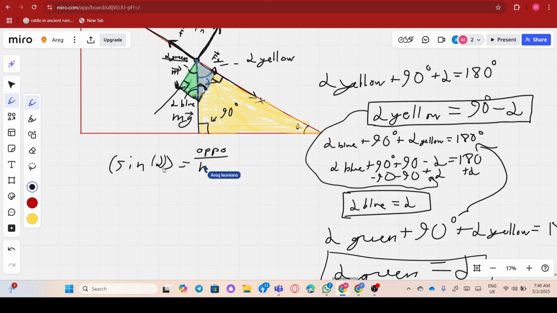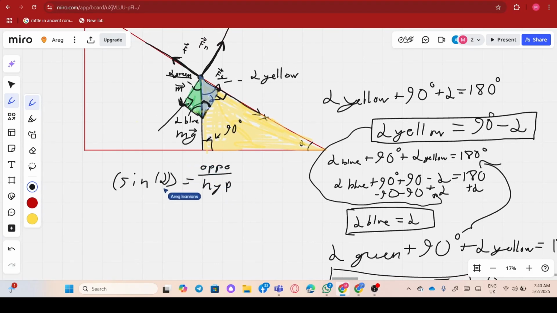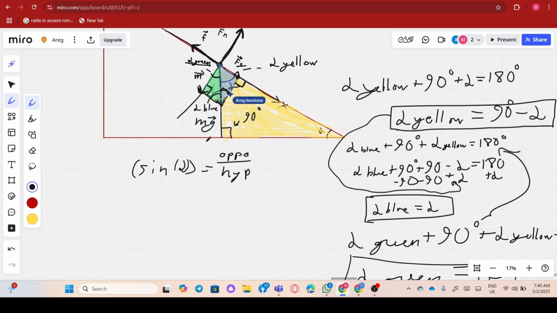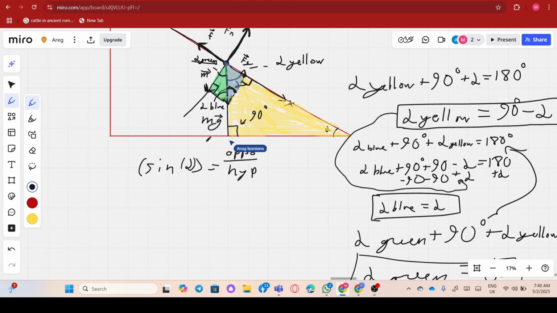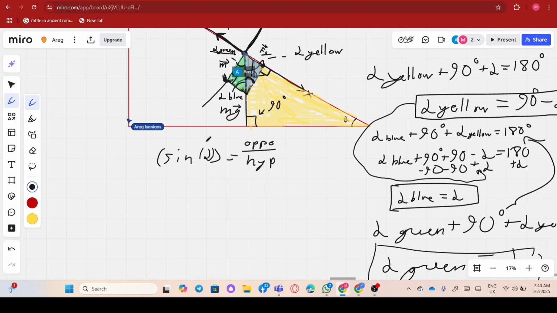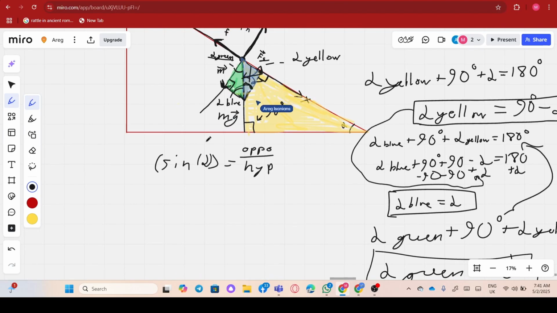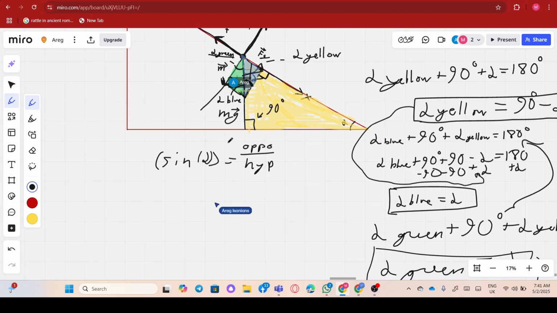Sine alpha is equal to opposite over hypotenuse, which on a triangle you can tell because the opposite is the one on the other side from the angle, and the hypotenuse is the one in front of 90 degrees. It's also the longest one.